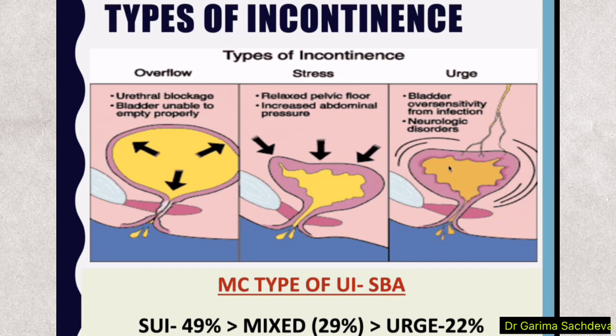Then urge is neurological. There is bladder oversensitivity due to many causes. So it is mostly neurological. So the most common type of these is stress urinary incontinence, then mixed, and then urge.